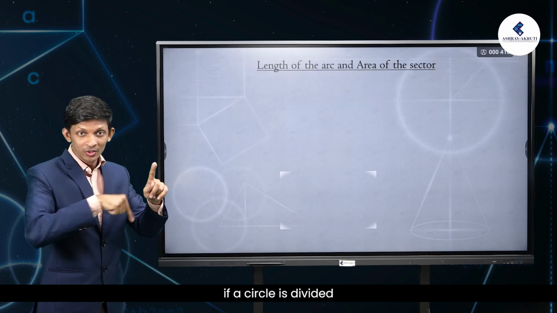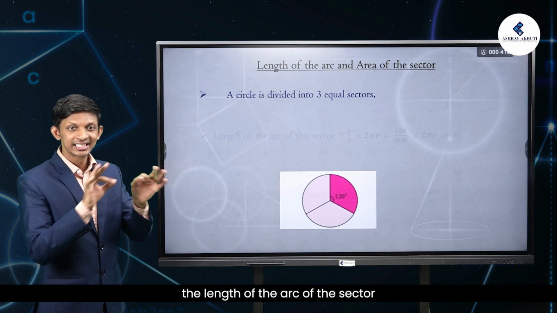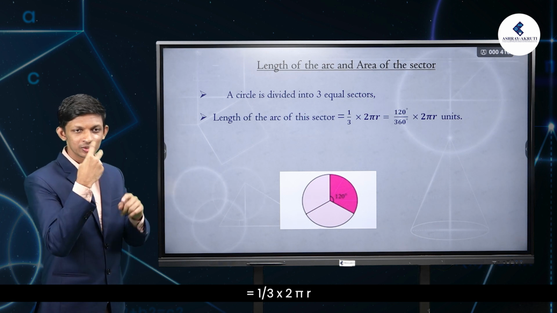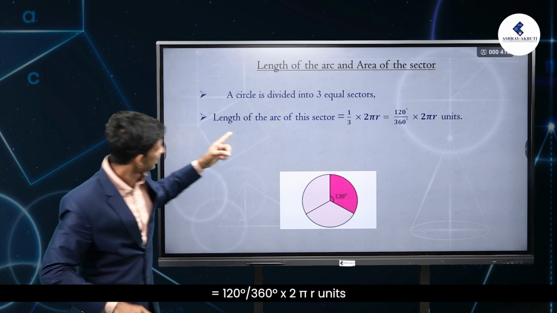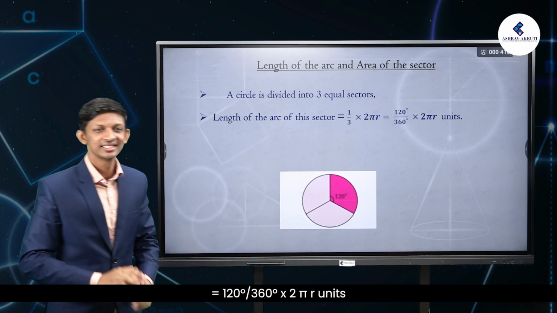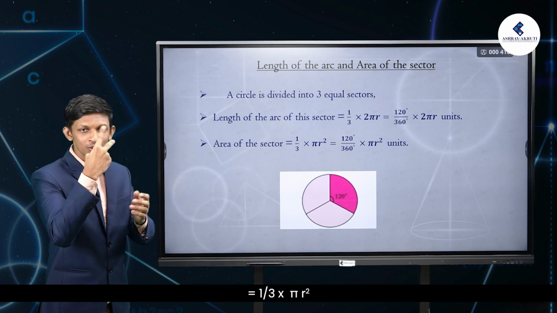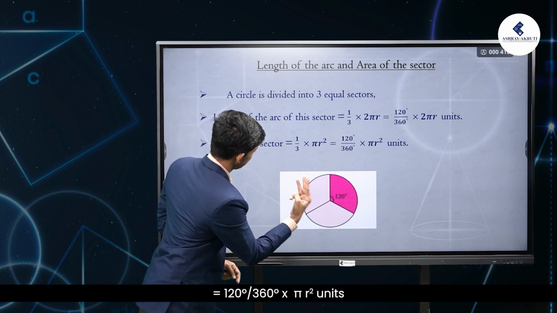Similarly, if a circle is divided into 3 equal sectors, the length of the arc of this sector is equal to 1 by 3 into 2 pi r, which is equal to 120 by 360 into 2 pi r units. Area of the sector is equal to 1 by 3 into pi r square, which is equal to 120 by 360 into pi r square units.